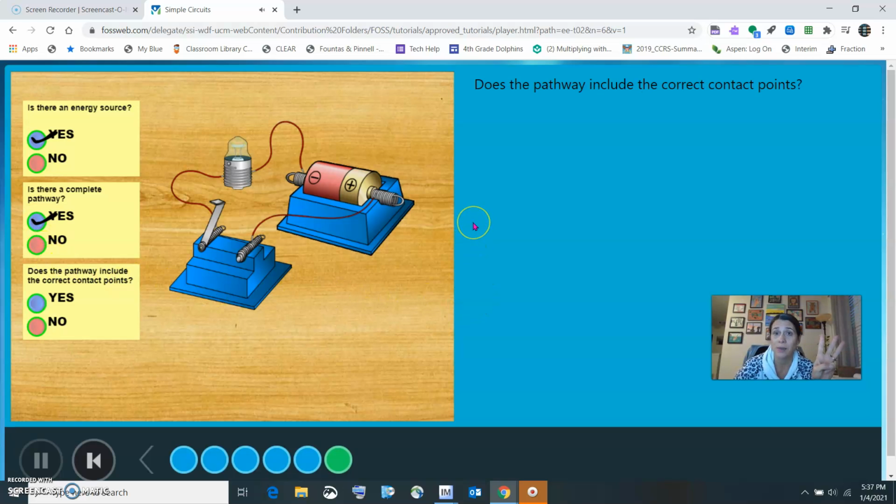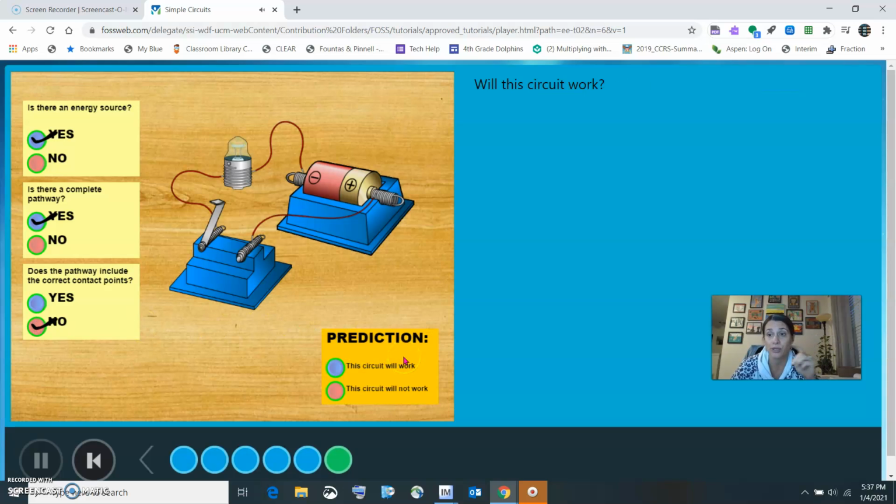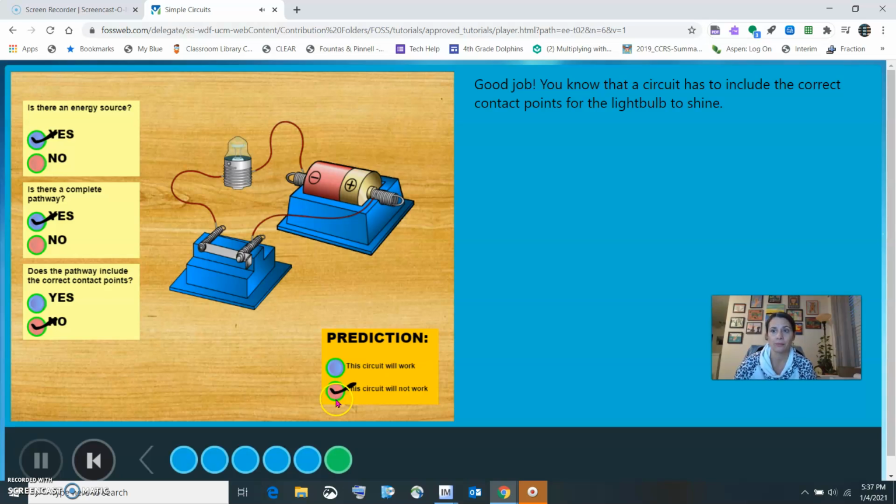Number 3, does the pathway include the correct contact points? Check it out. No, it has both on the casing. That's not going to work because one needs to be out of the bottom there. So this is no. Will this circuit work? So prediction, will it work? If we did not answer yes to all of them, then our prediction has to be no. Good job. You know this circuit.